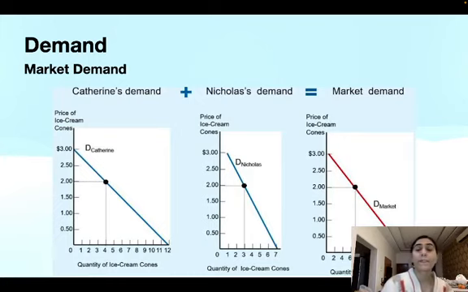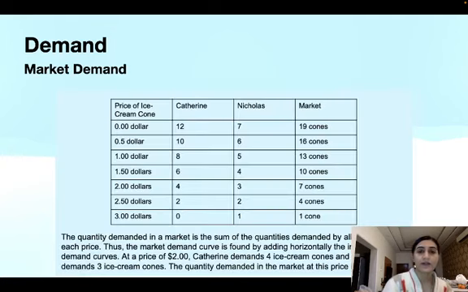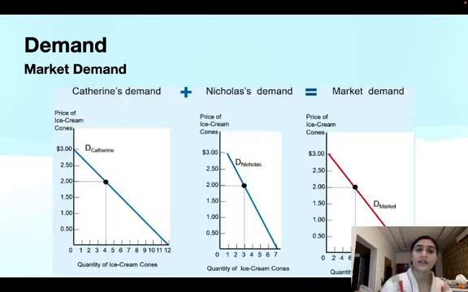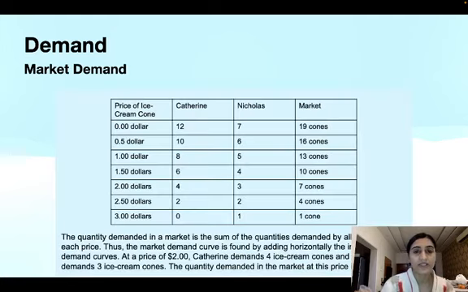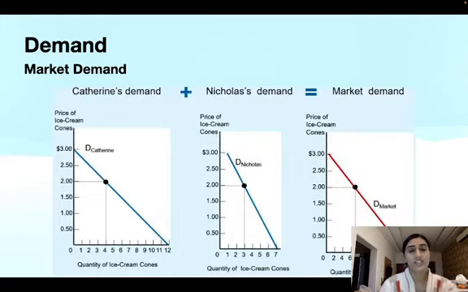Now, what is a demand graph? For Catherine, when we draw the table, we take the price of ice cream and the quantity demanded by Catherine, and we draw this on a graph. That is called the demand curve of Catherine. At a price of 2, she's demanding 4. At 1.5, she's demanding 6, and that is how we arrive at the demand of Catherine.